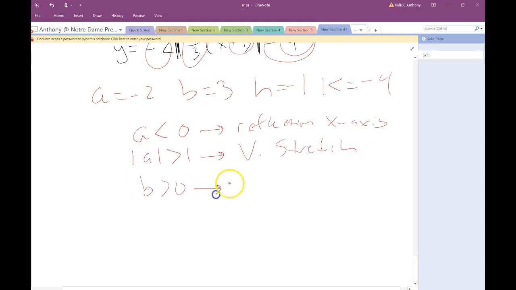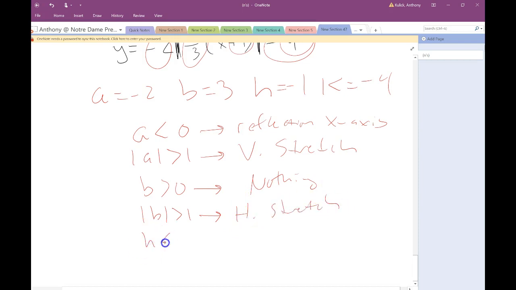The b value is positive, so that does nothing. If it was negative, we'd have the reflection across the y. I'm just writing that there because I often see students forget to check both parts there. So my b value is also, the magnitude of it is bigger than 1, so that tells me it's a, Yes.